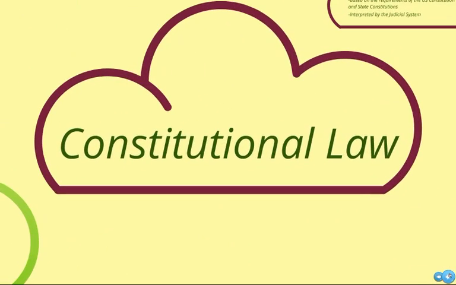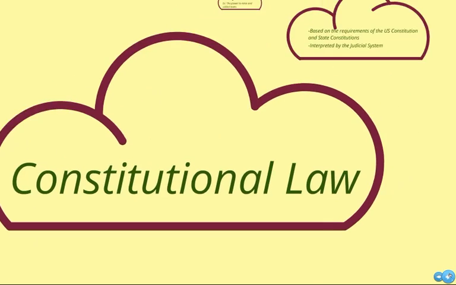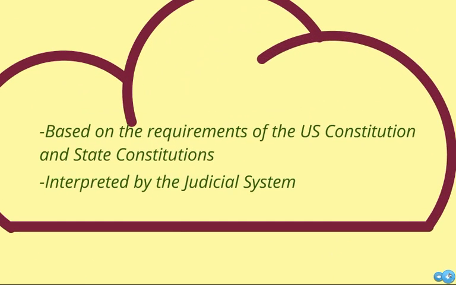The first type of law that we're going to talk about is constitutional law. Now, constitutional law is based on the requirements of the U.S. Constitution and state constitution. So whatever is written in the Constitution, whether it's the federal Constitution or the state Constitution, this is what is established by constitutional law. Now, these constitutional laws are then interpreted by the judicial system, and so that is where you get the differentiation and how you determine whether a constitutional law is just or not. And so when we're thinking about constitutional laws, we're thinking about things that are specifically written in the Constitution, as I said, whether it's the federal Constitution or the state constitutions.